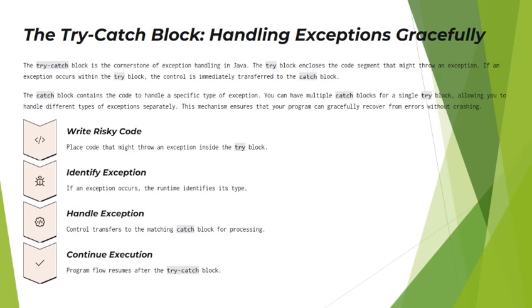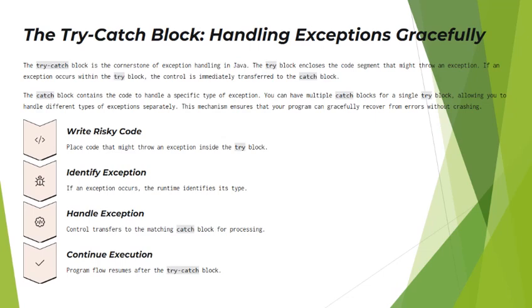The try-catch block is a cornerstone of exception handling in Java. The try block encloses the code segment that might throw an exception. If an exception occurs within the try block, the control is immediately transferred to the catch block. The catch block contains the code to handle a specific type of exception. You can have multiple catch blocks for a single try block, allowing you to handle different types of exceptions separately. This mechanism ensures that your program can gracefully recover from errors without crashing.